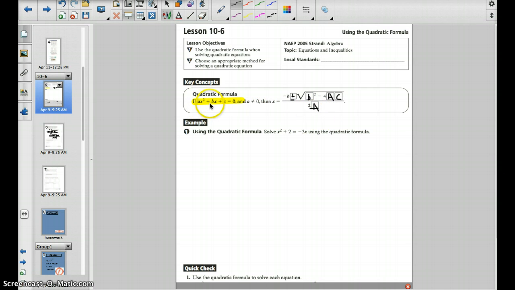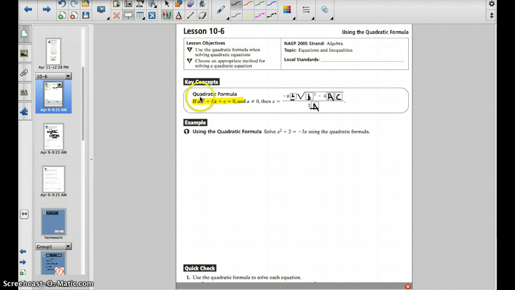We find our b values, a values, and c values by looking at our quadratic equation in standard form, with the coefficient of x squared being a, the coefficient of x being b, and the constant c. Remember, with all quadratic equations, when using the quadratic formula, the equation has to equal 0.